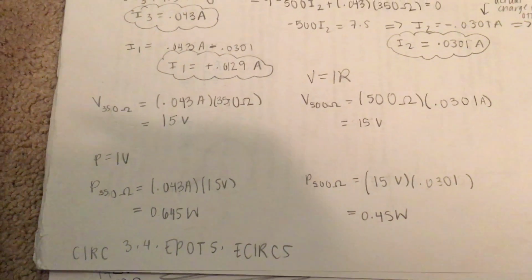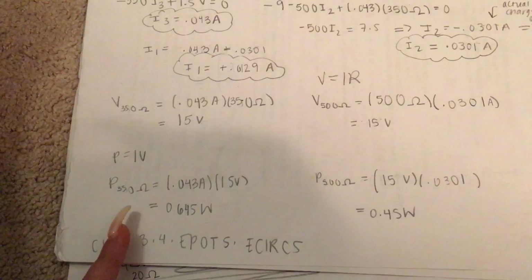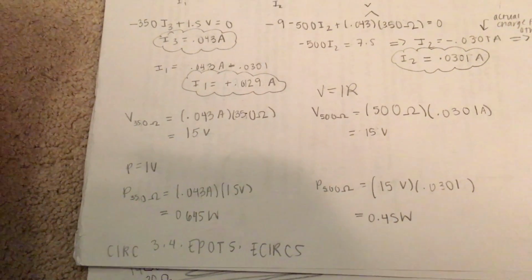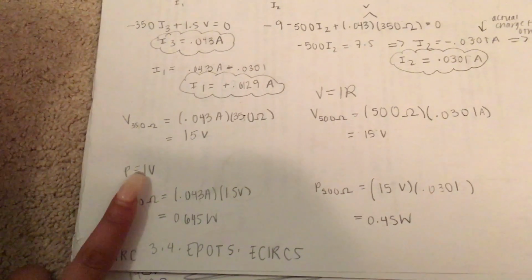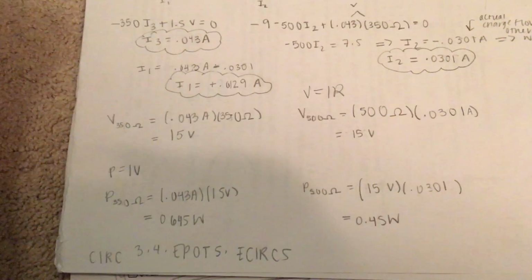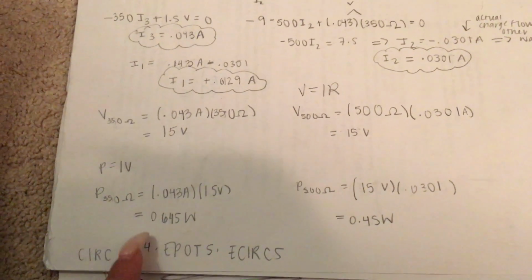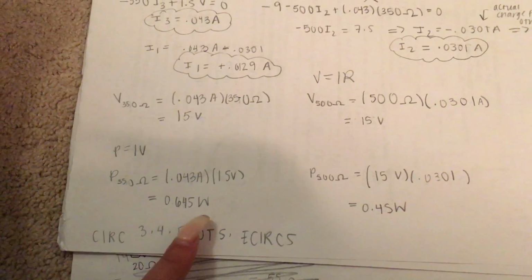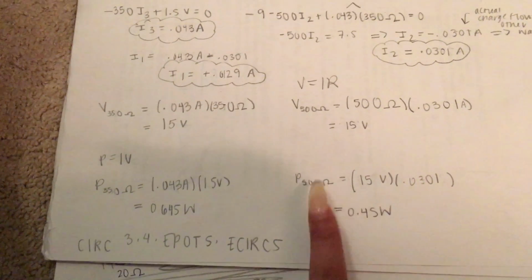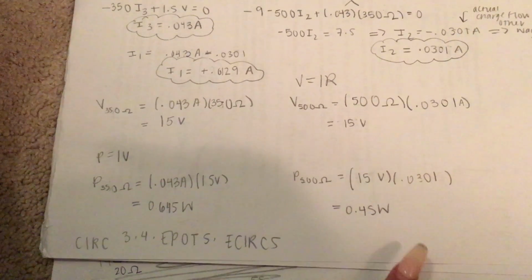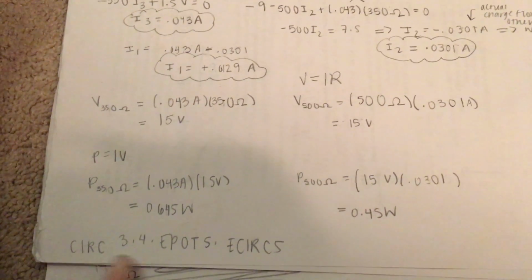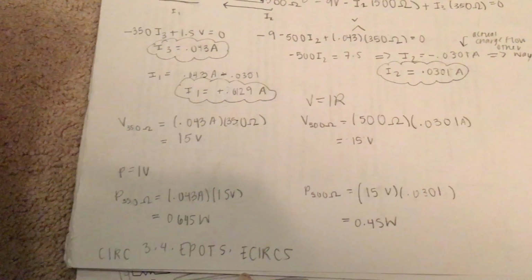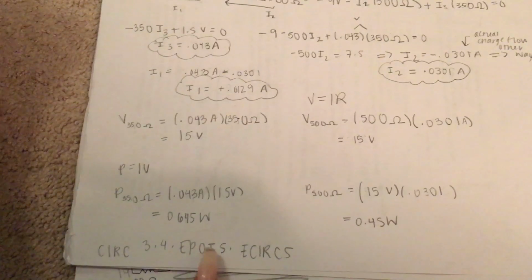Finally, to solve for power, I did power across my 350 and 500 ohm resistor, and I used the P is equal to IV equation, which I used on the front page, actually, so connections. And I found that the power is equal to 0.645 watts, and the power across the 500 resistor is 0.45 watts. So this was for circuit 3.4, EPOT 5, and eCirc 5, which I think is just circuit 5.